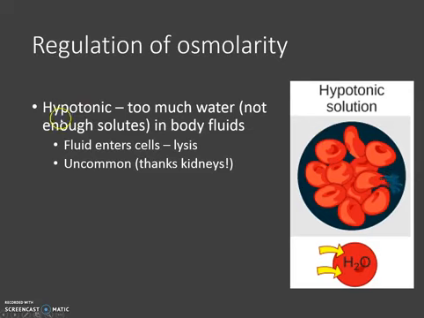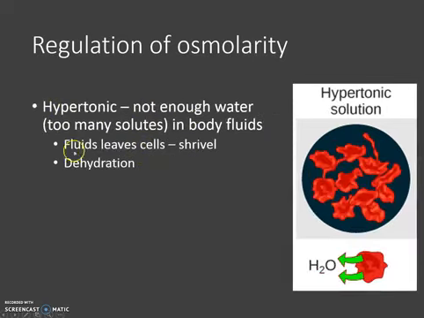Thankfully, having hypotonic body fluids is pretty uncommon as long as your kidneys are working properly. And that's because if you drink excess water, you're just going to pee more. And that's your kidney's way of trying to prevent your body fluids from becoming hypotonic. More likely, you are going to become dehydrated, which would make your body fluids hypertonic, which would cause your cells to shrivel up. And so this is a more common problem associated with osmolarity and the kidneys.